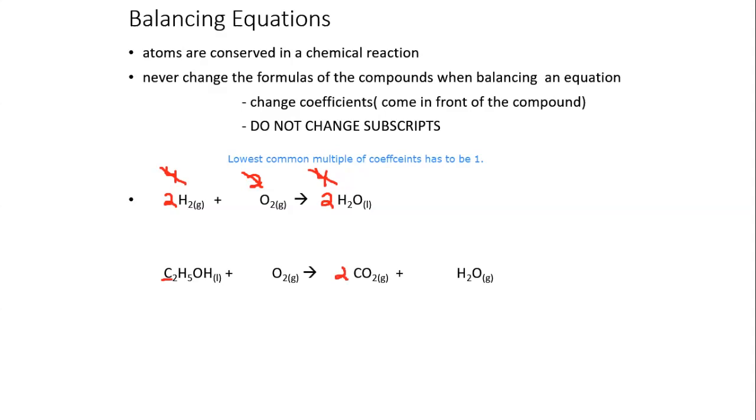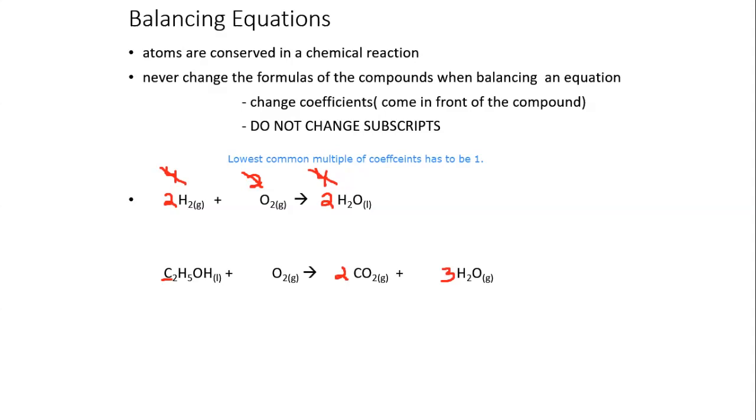So here we have 6 hydrogen. To turn this into 6, we've got to use a 3. So now the hydrogen are balanced. Now we need to balance the oxygen. So we have 5 oxygen on the product side, 3 oxygen on the reactant side.